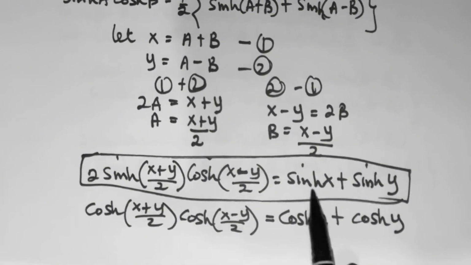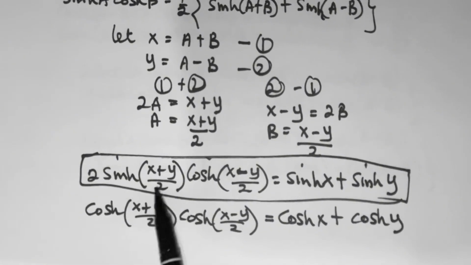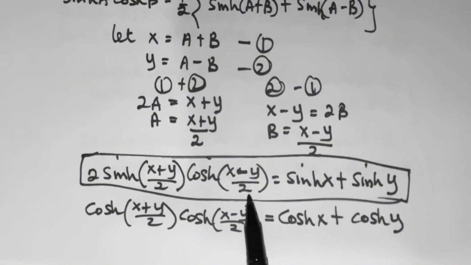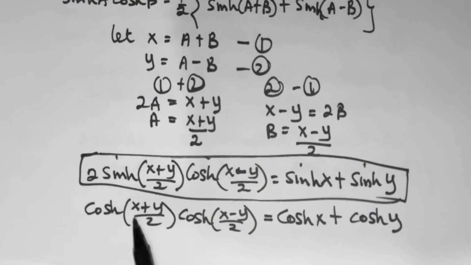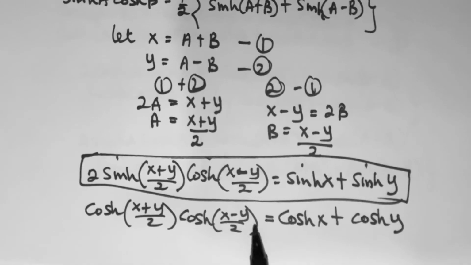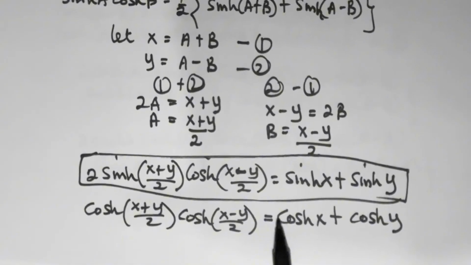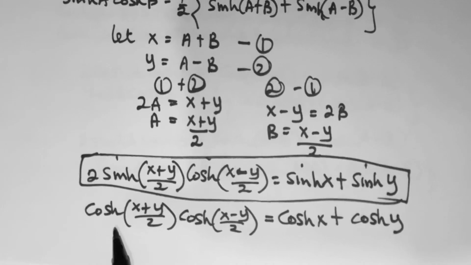So you can see that sinh x plus sinh y is equal to 2 sinh (x plus y over 2) cos (x minus y over 2), and then cos x plus cos y equals 2 cos (x plus y over 2) cos (x minus y over 2). Very, very important equations. So we can use this same idea to write the various hyperbolic identities for the other hyperbolic expansions of a plus b.